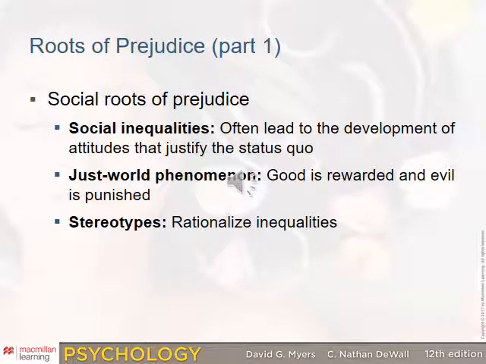So, social roots of prejudice. Social inequalities often lead to the development of attitudes that justify the status quo, the state of things, the way things are as opposed to the way things could be, the existing state of affairs, right? The just world phenomenon is that good is rewarded and evil is punished, right? So what does that actually mean? I think it's because people want to believe that the world is fair. They will look for ways to explain or rationalize away injustice, often blaming the person in a situation who is actually the victim.